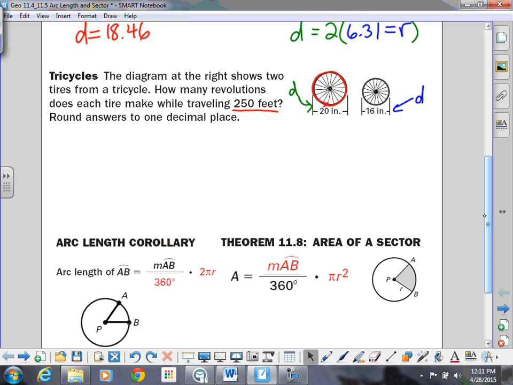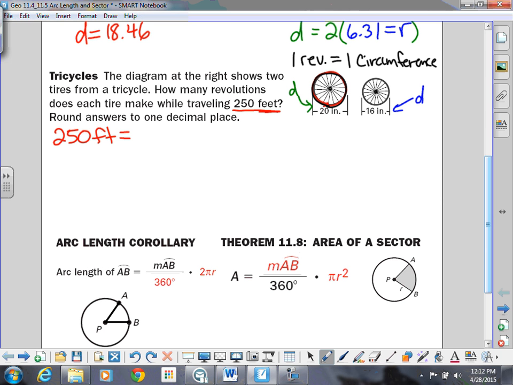Okay, something to keep in mind is that one revolution, I'm going to abbreviate that with rev. One revolution is equal to the circumference of the circle, because if that wheel travels all the way around the circle, that's one revolution. That means the edge of the circle, so that's one circumference. So it's really asking us how many circumferences can we fit in 250 feet. The other thing we need to address is that this is in feet and these are in inches. So we need to change feet into inches.